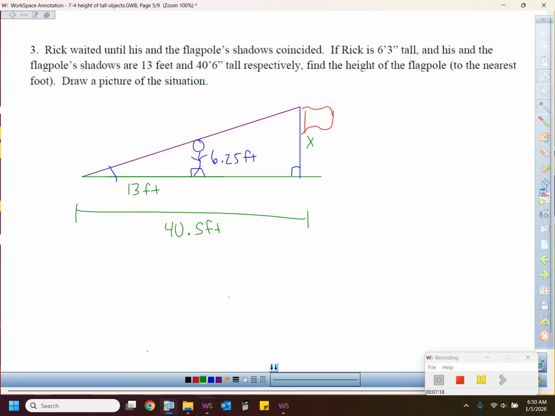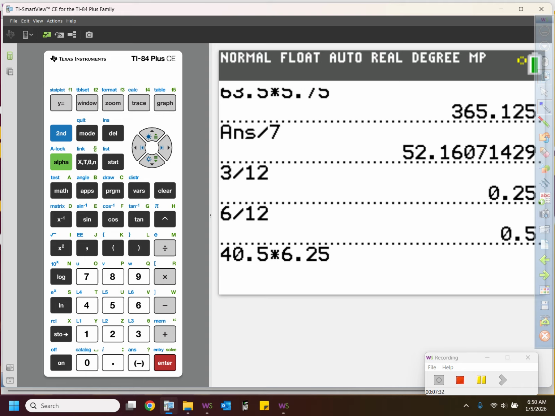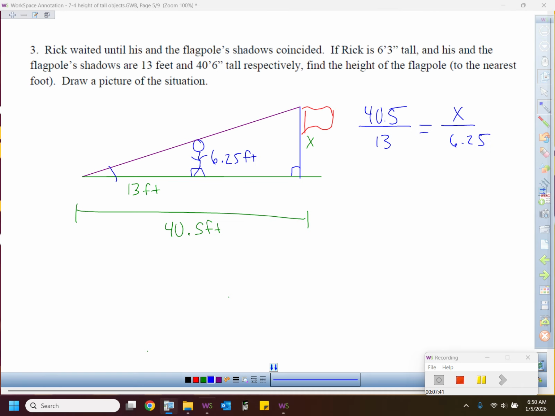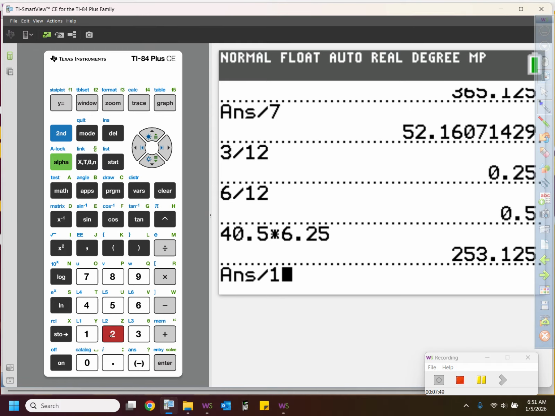So we will do our proportion. 40.5 over 13 is going to be x over 6.25. And then we will cross multiply 40.5 times 6.25. 253.125 is going to equal 13x, and then we shall divide that by 13. See what it comes up to be. Oops, I hit 12. How about 13? There we go. About 19.5.